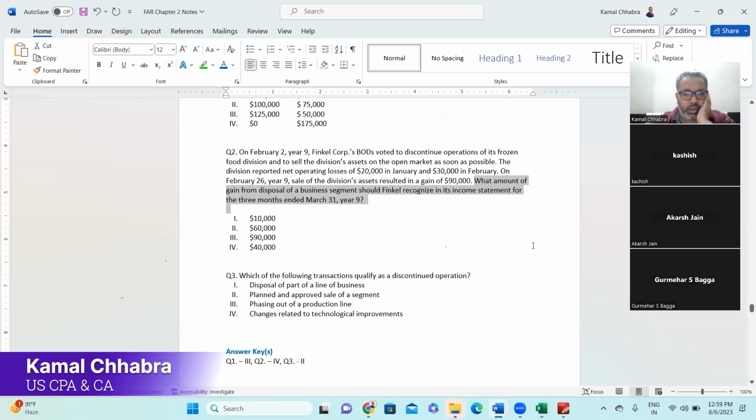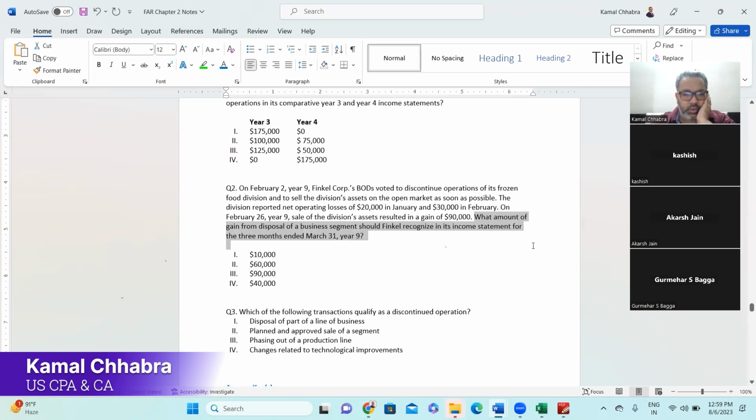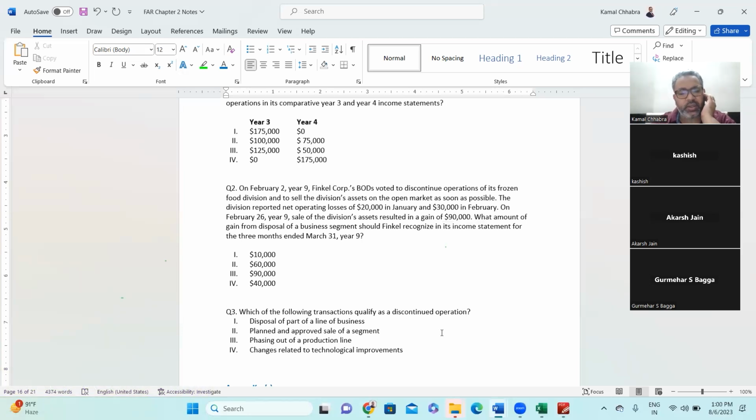Okay. And then last question. Which of the following transactions qualify as a discontinued operation? Disposal of part of the line of business, planned and approved sale of the segment, phase out of production line, or change related to technological improvement. Which of the following transactions qualify for discontinued operation?